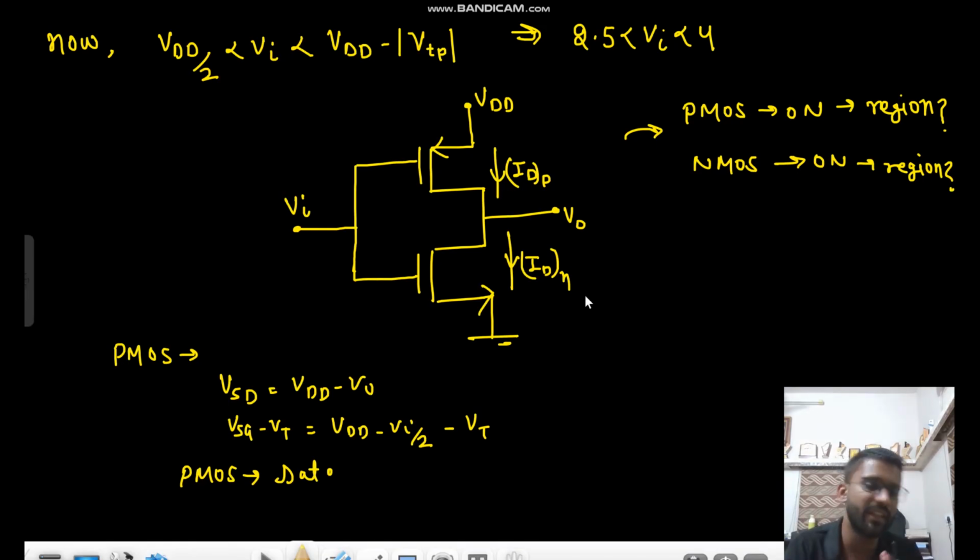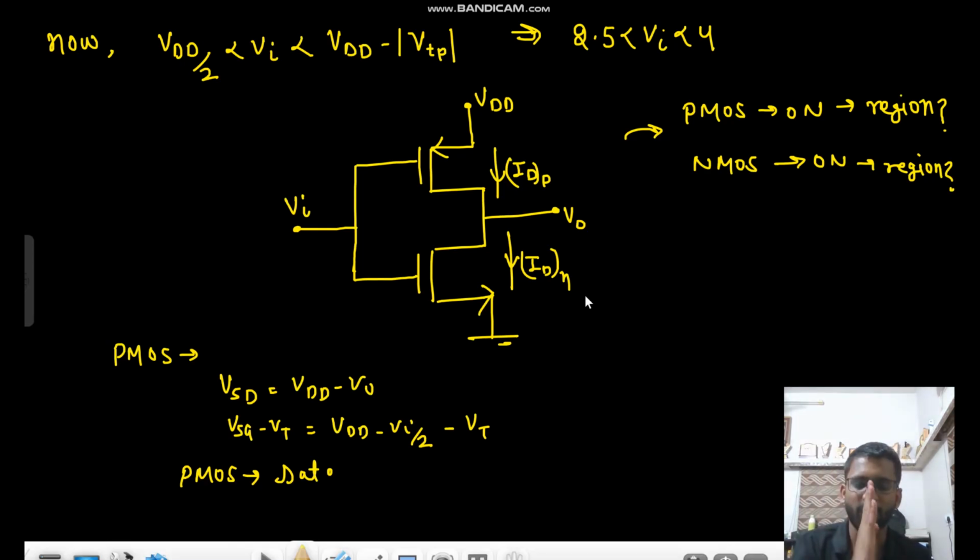If V naught is nearly equal to 0, that means your VDS is very low in case of NMOS, and in case of PMOS, your VSD is very large. So in case of PMOS, if your VSD is very large, that means your PMOS is moving towards saturation and your NMOS is moving towards linear region. From the previous analysis, we can see at 4.1 volt, PMOS is off, NMOS is on.